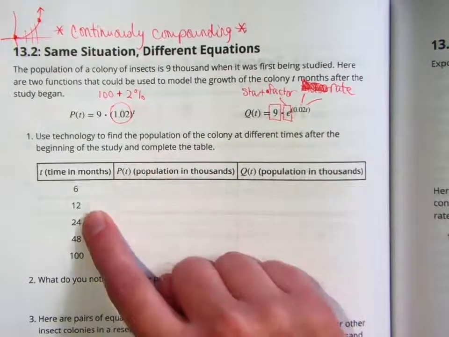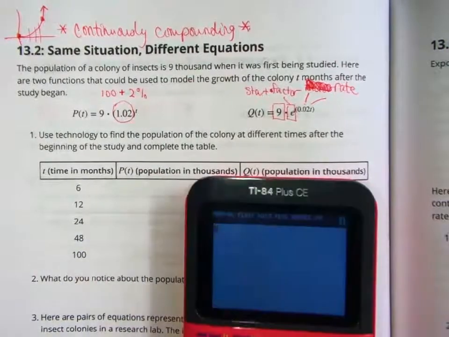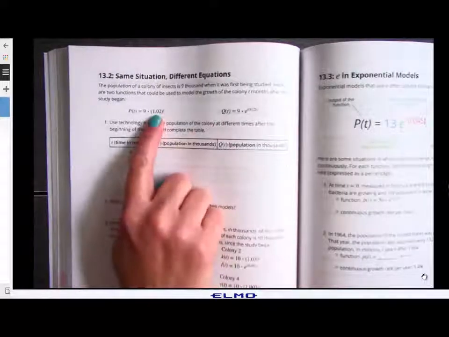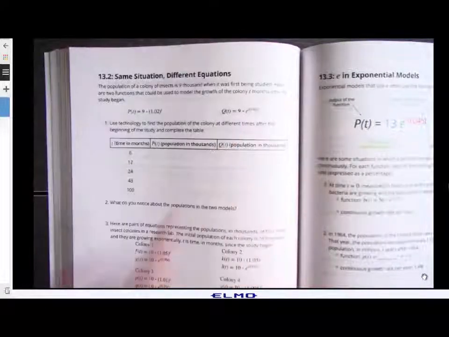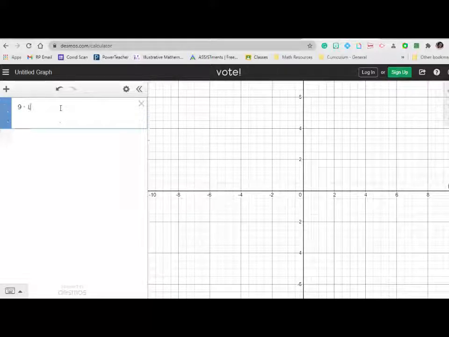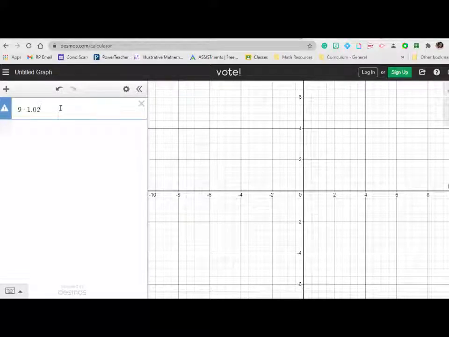It asks us to use technology to find these, and so when I'm looking for multiple input values here with t, if you have a graphing calculator, you can certainly use your Y1 and your Y2 to input these in, but I know most of you are working from home now and are maybe going to be looking at something like a Desmos instead. So I'm going to do this on a Desmos screen. In the first one, I'm going to type in our first equation, 9 times 1.02, and using the caret symbol, remember shift 6 is the caret, I'm going to raise it to the x exponent. I know our equation says t, but I'm going to use the x.